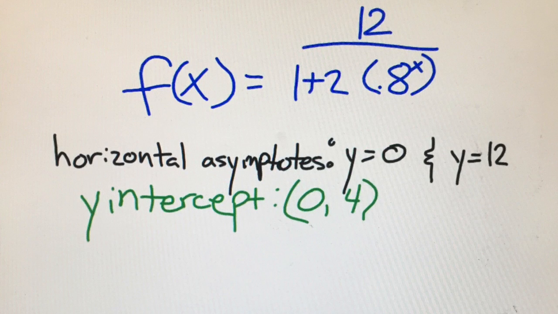This example can be found on page 262. It is number 41. It reads, f of x equals 12 over 1 plus 2 times 0.8 raised to the x power. It has the horizontal asymptotes of y equals 0 and y equals 12. The asymptotes are always y equals 0, and the numerator, in this case, y equals 12.